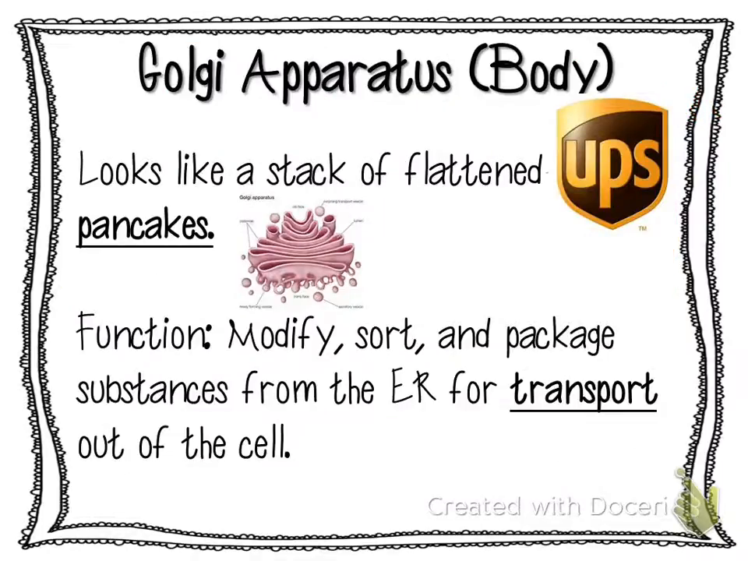Our Golgi apparatus, or Golgi body, as it's sometimes referred to, is kind of like the UPS of the cell. It looks like a stack of flattened pancakes, and you can see down here, this is our receiving end. As the molecules move through here, they're repackaged and shipped out of the cell. So the function is to modify, sort, and package substances from the ER for transport out of the cell.